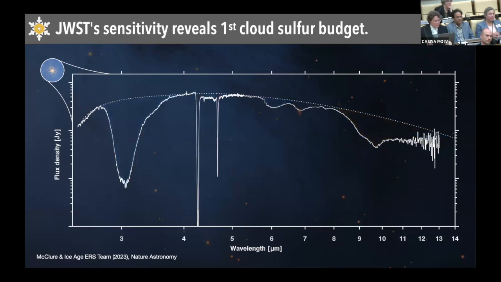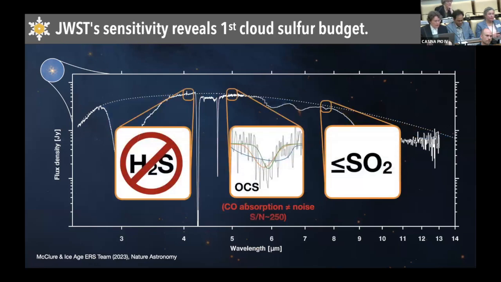So if we focus on some of those weaker features here, the high sensitivity that we get, with a signal to noise of between 250 and 400 over this whole region, allows us to detect for the first time in molecular clouds the OCS molecule, which is the first sulfur detection in molecular clouds. And interestingly, we do not detect H2S, which is supposed to be the primary carrier for sulfur in ices and clouds. And we also have an upper limit for SO2.